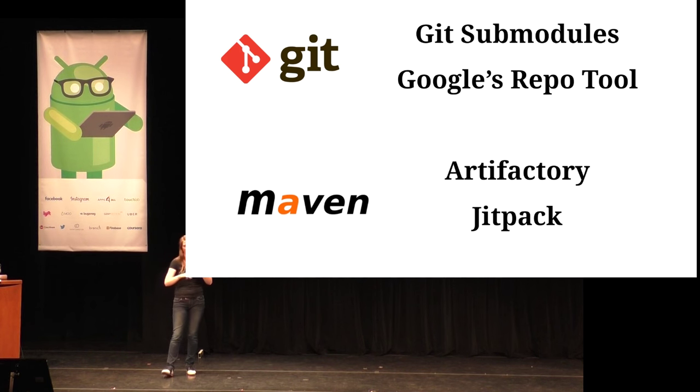Artifactory is more of a blanket cost per their services. I think it's like $98 a month or something like that. Jitpack is, you get all their services, but you just pay per repo. So I think it's like $9 a month for 3 repos and so on and so forth.